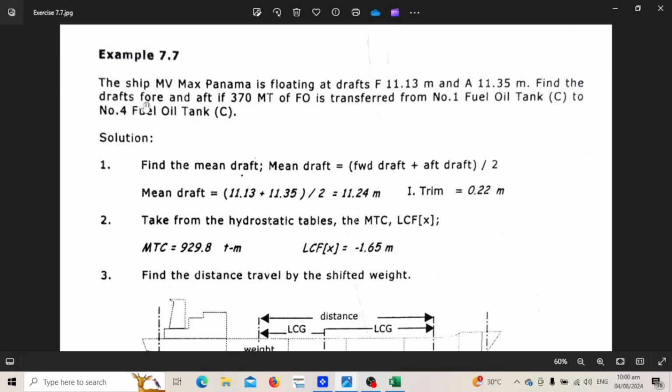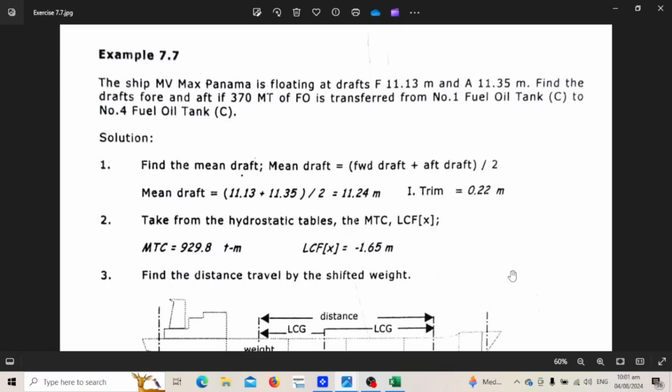Find the draft forward and aft if 350 metric tons of fuel is transferred from fuel tank number 1 center to fuel tank number 4 center, meaning the fuel oil is transferred from number 1 to number 4 FOT tank.